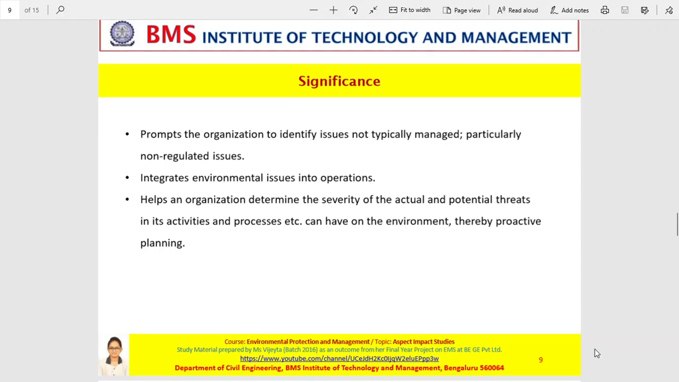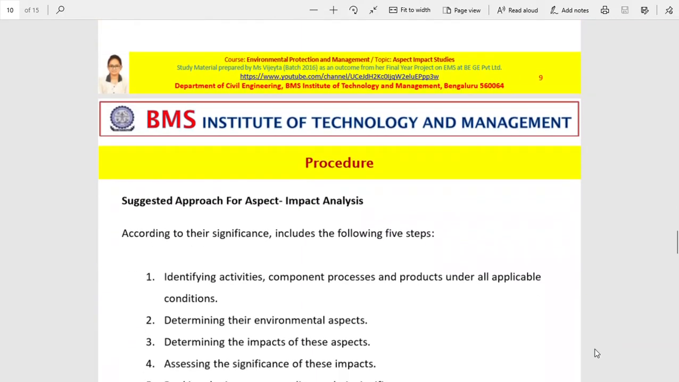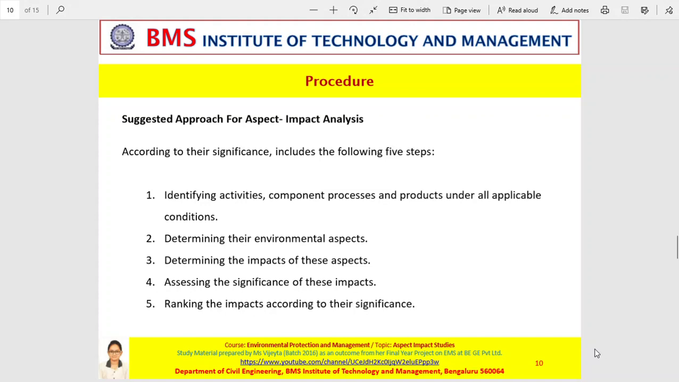Moving on to the next slide, slide 10. The procedure for aspect impact analysis. A suggested approach to determine aspects and impacts according to their significance includes the following 5 steps. Step 1. Identifying activities, component processes, and products under all applicable conditions. Step 2. Determining their environmental aspects. Step 3. Determining the impact of these aspects. Step 4. Assessing the significance of these impacts. Step 5. Ranking the impacts according to their significance.